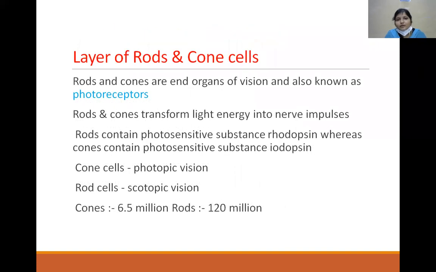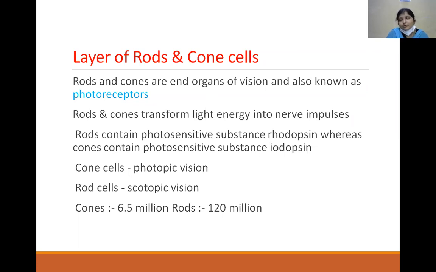Next layer is the layer of rods and cone cells. These are the photoreceptors, and they transform light energy into nerve impulses. There are two kinds of photoreceptors: rod cells and cone cells. What do rod cells do? They help in night vision, also known as scotopic vision. They contain a photosensitive substance known as rhodopsin, useful for night vision.